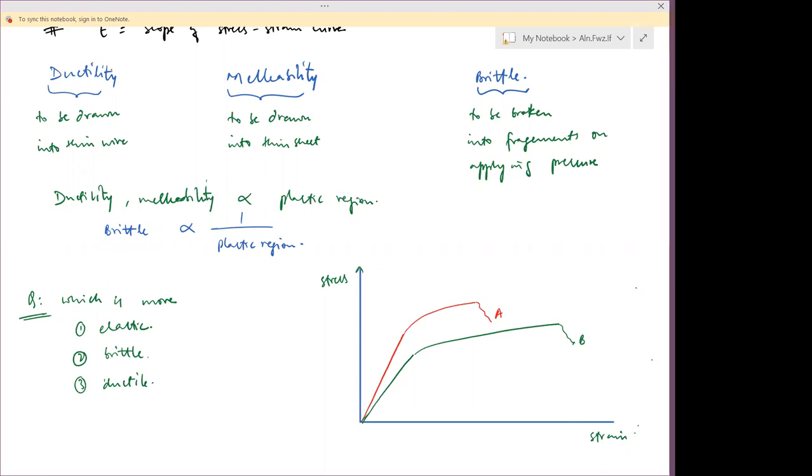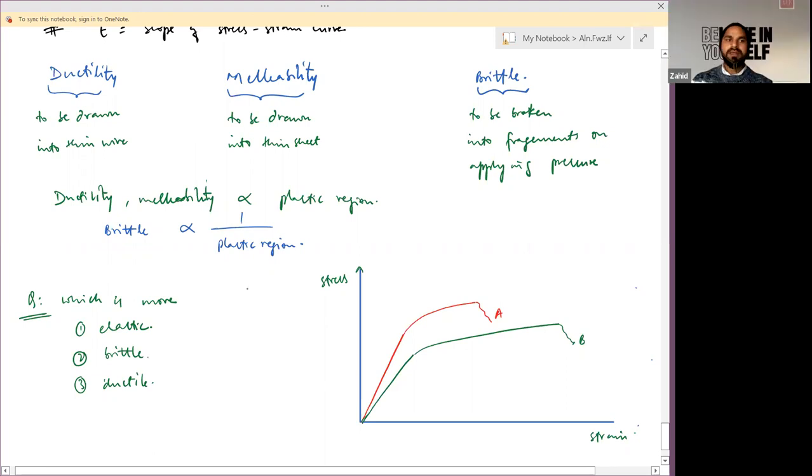So elastic is A, and brittle also A, and ductile B. Good. As we know, elasticity depends upon the slope of a stress-strain curve till it obeys Hooke's law. So till this point and this point, the slope of A is greater as compared to B. It means A is more elastic as compared to B.